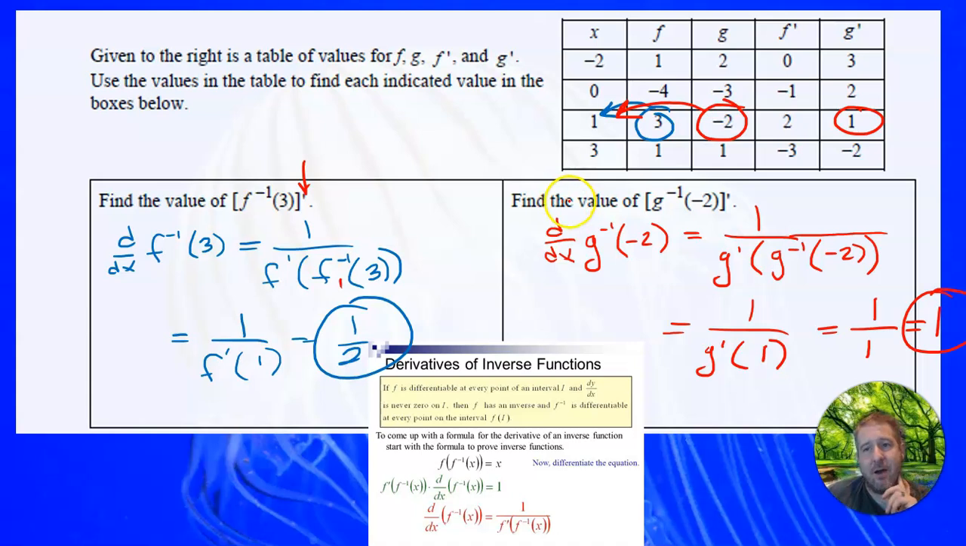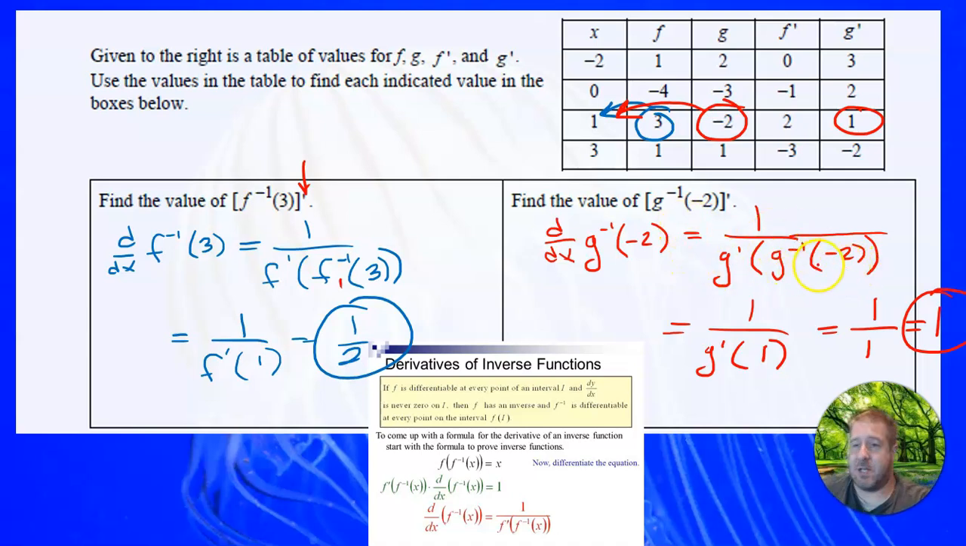Now, find the value of g inverse of... okay, see, this is what I'm saying. The way it's worded, I hate the fact that the prime's at the end. Find the value of the derivative of g inverse of negative 2. We're finding the derivative of an inverse. That was the whole point of this video. Well, find the derivative of an inverse, it's always going to be 1 over the chain rule, g prime of g inverse of negative 2.